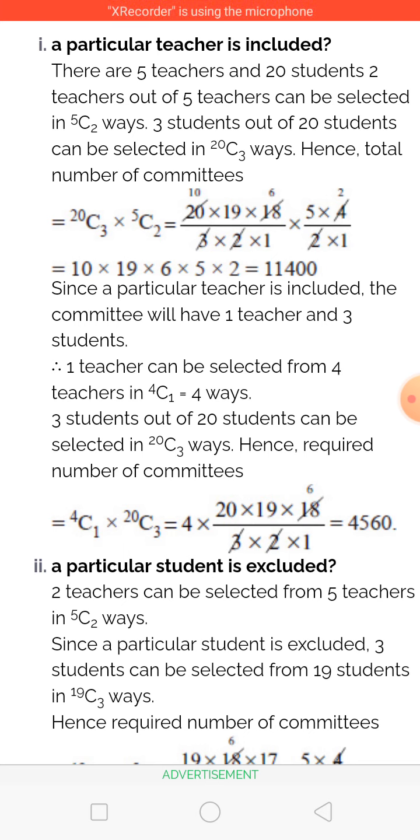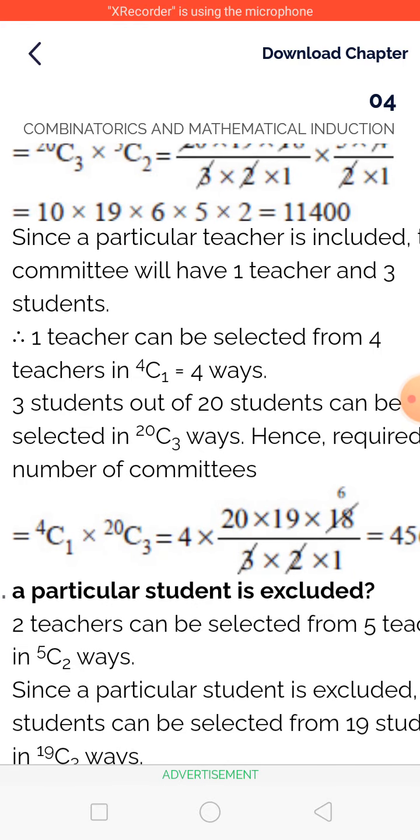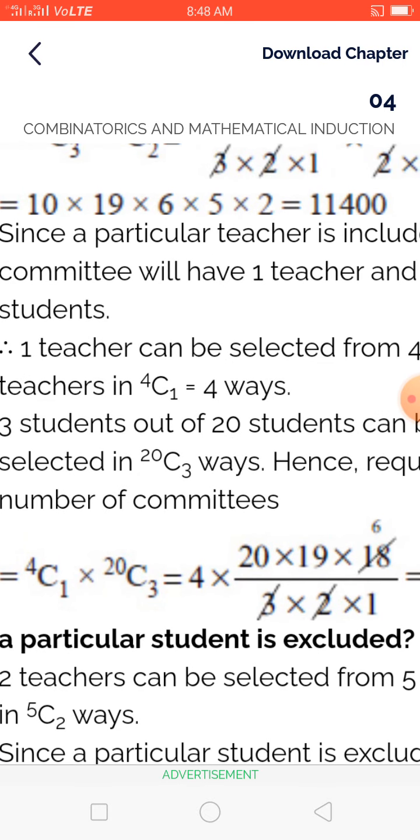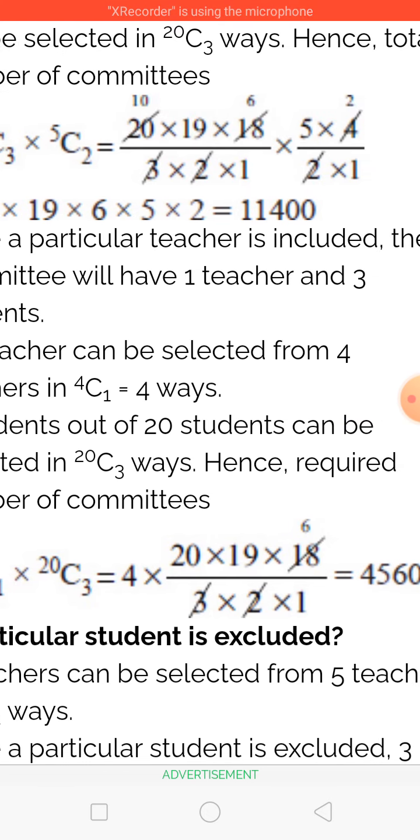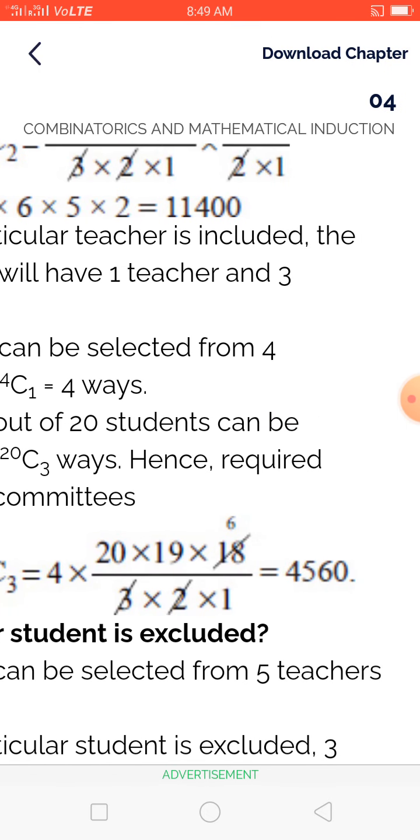Therefore 4C1. So 4C1, there is no condition for students. There is no condition for students. So 20C3 only comes here. So 4C1 into 20C3. 4C1 is 4 divided by 1, into 20 into that term. If you cancel, you will get the answer.